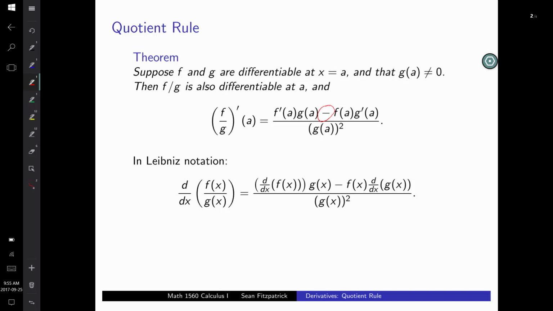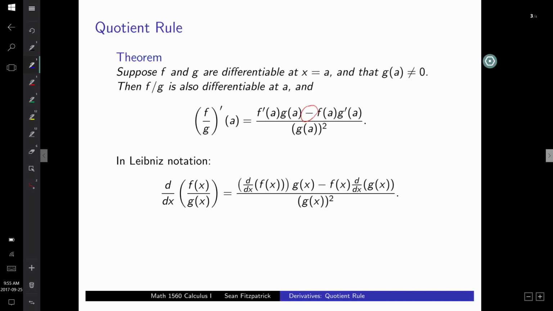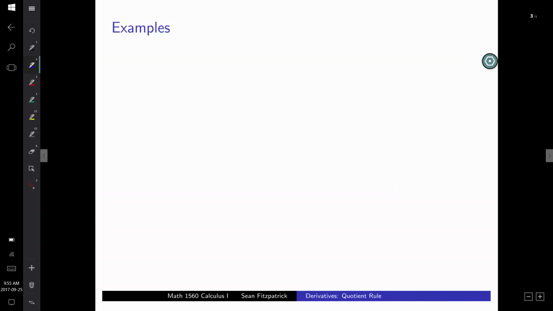This looks intimidating when you first see it. Once you sit down and do 4, 5, 6 examples using the quotient rule, you'll get the hang of it pretty quickly. And once you get some practice, it's not too hard to work this out. Okay, so let's look at some examples.